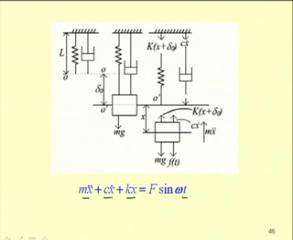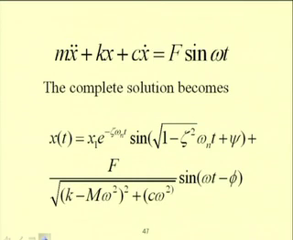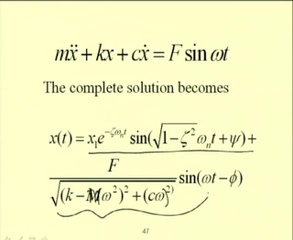So, one can find the response. The response will contain two parts, one is the transient part and the second part is the steady state part. The transient part will die due to the presence of damping, and the steady state part will remain. So, the total solution of the system is x1 e to the power minus zeta omega n t sin of root over 1 minus zeta square omega n t plus psi, plus F by root over k minus m omega square whole square plus c omega whole square. In this case the first part is the transient part and the second part is the steady state response of the system.